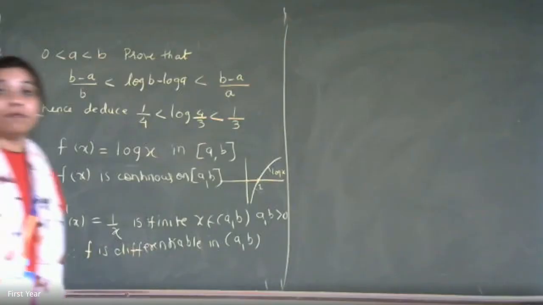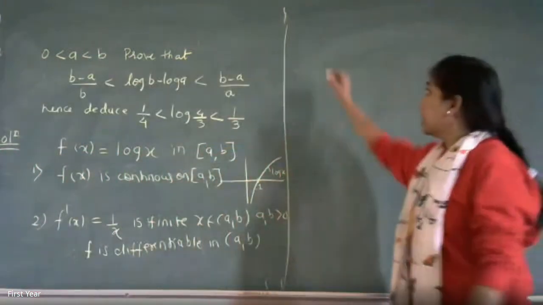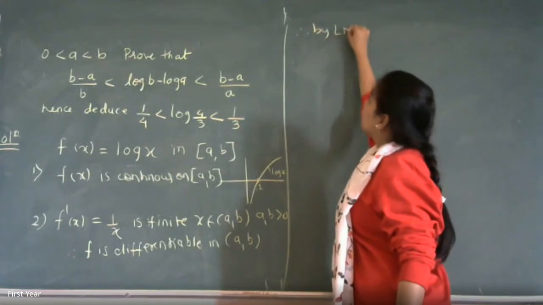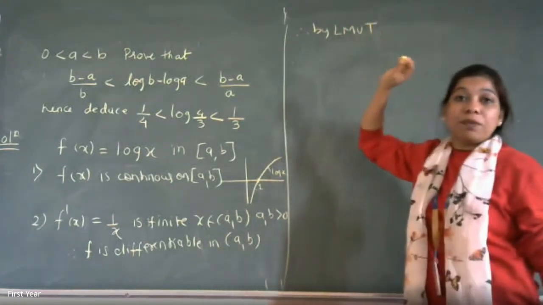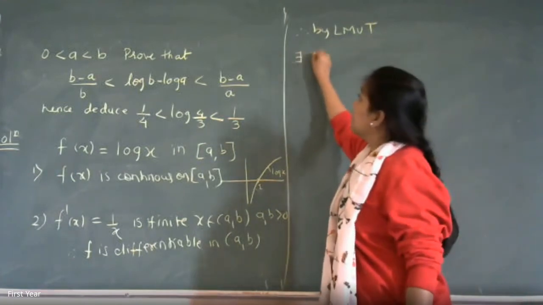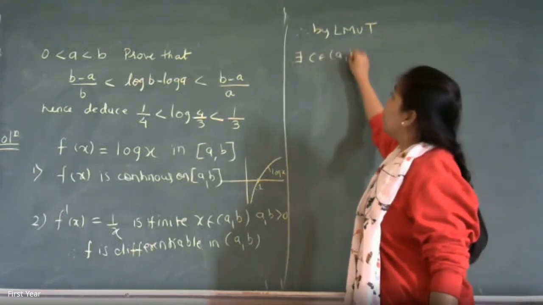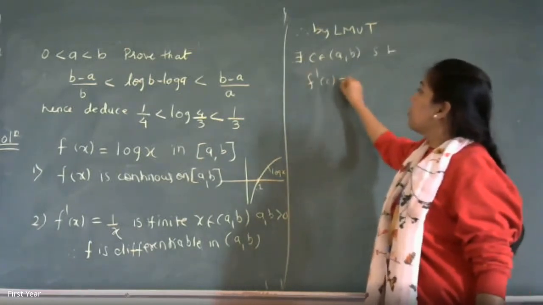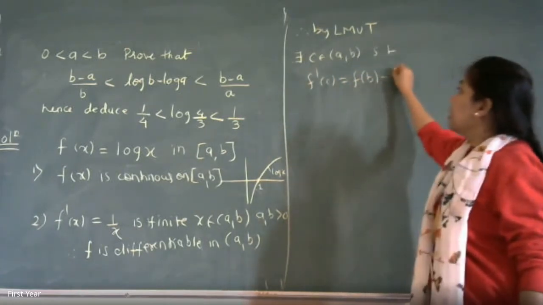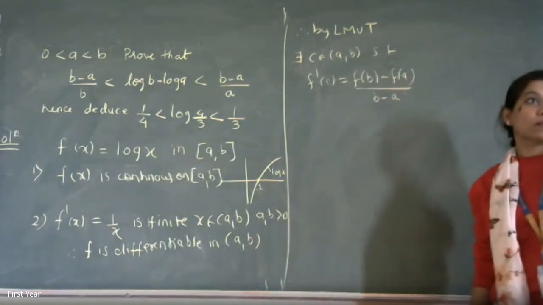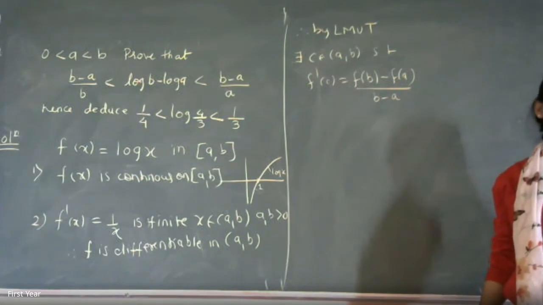Now you go ahead with the formula of LMVT. What is the formula for LMVT? Therefore, by LMVT, do you understand? If you don't understand, please ask. By LMVT, there exists C belonging to the open interval (A, B) such that f'(C) is equal to (f(B) minus f(A)) upon (B minus A). This is the statement of LMVT, correct?